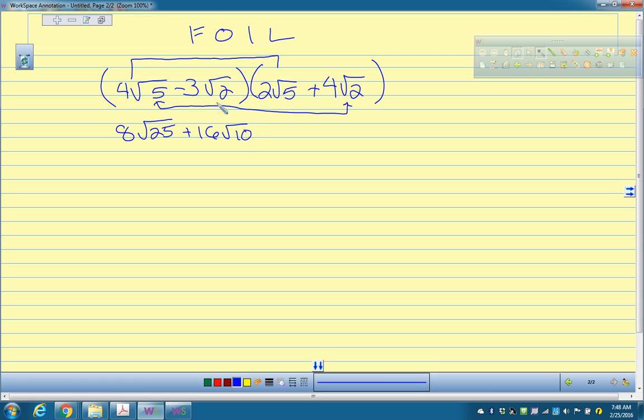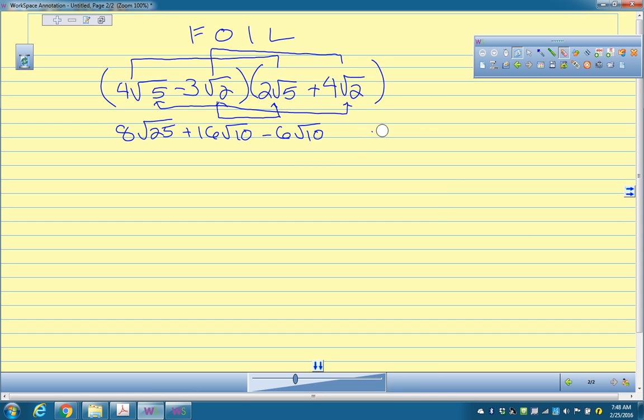What do the 2 inner terms give you? Negative 6 root of 10, right? What do the two last terms give you? Negative 12. Negative plus negative 12. So I'm going to turn this into a minus, okay? So minus 12 root of 4. Then you could do some simplification.